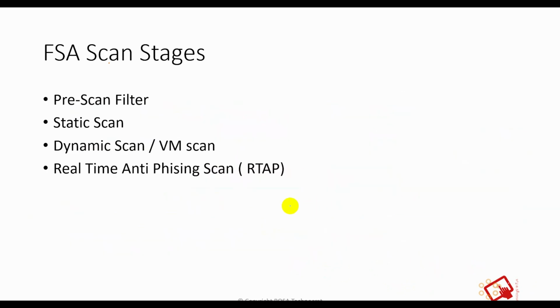What are the different FSA scan stages? Within the FortiSandbox, there are multiple different scans or stages that a file can be in. A file can be either rejected or cleared based on a pre-scan filter. The pre-scan filter is a static or manual filter based on allow list, deny list, blacklist. If the file type is part of the pre-scan filter, then it is not sent to the dynamic VM scan. Then there is static scan.